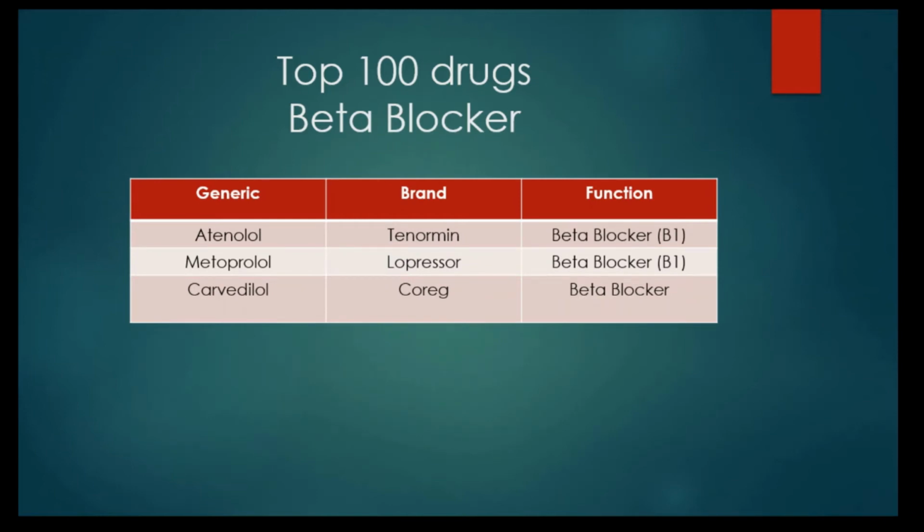We've got some beta blockers. Atenolol, brand name is Tenormin. Metoprolol, brand name is Lopressor. And Carvedilol as Coreg.